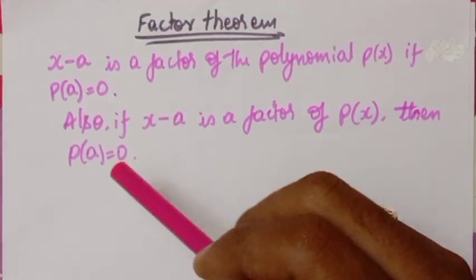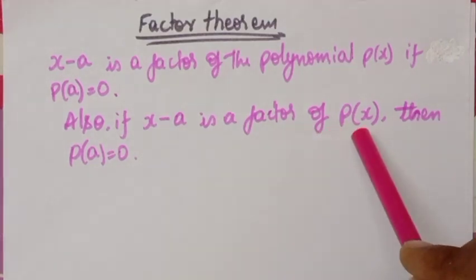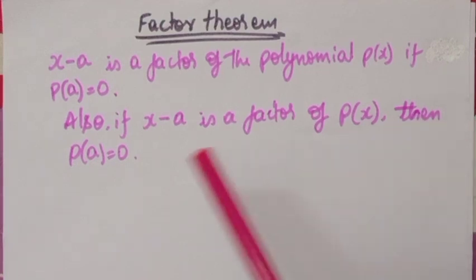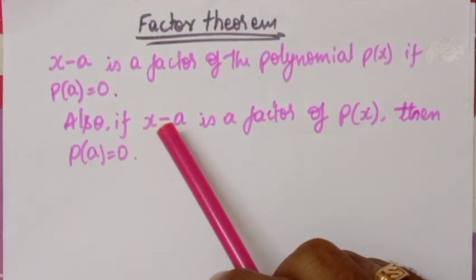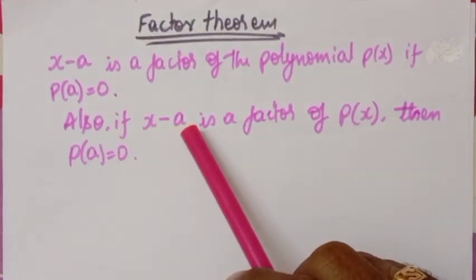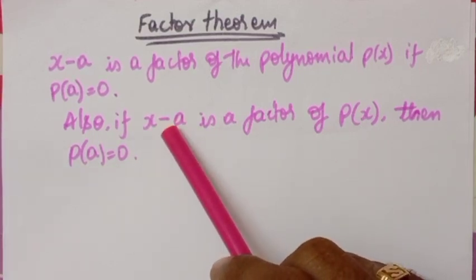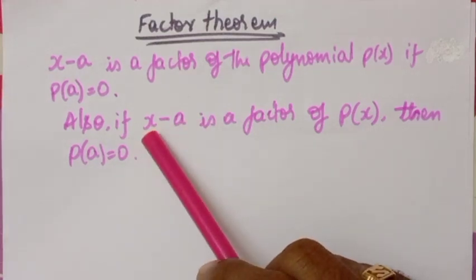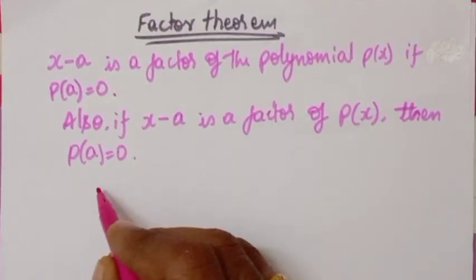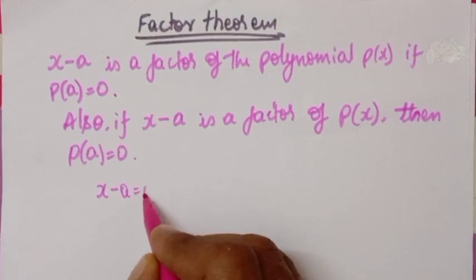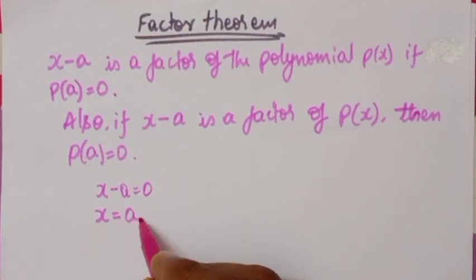And also here, x minus a is a factor of p of x if and only if p of a is equal to 0, that is the value of x when this binomial is equated to 0. The value of x will be equal to a, as this shifts to the RHS. Let us equate this one to 0. x minus a is equal to 0. So x will be equal to, as this moves to the RHS, a.